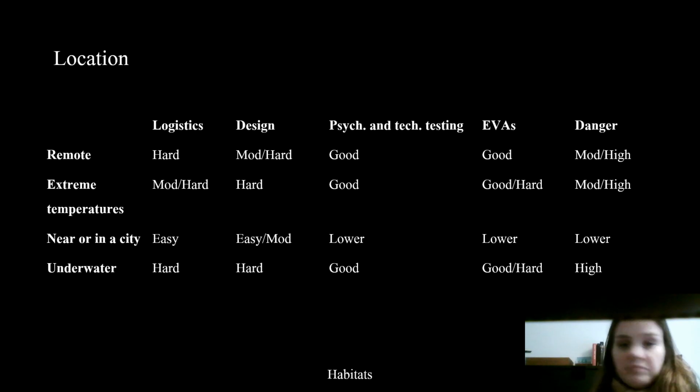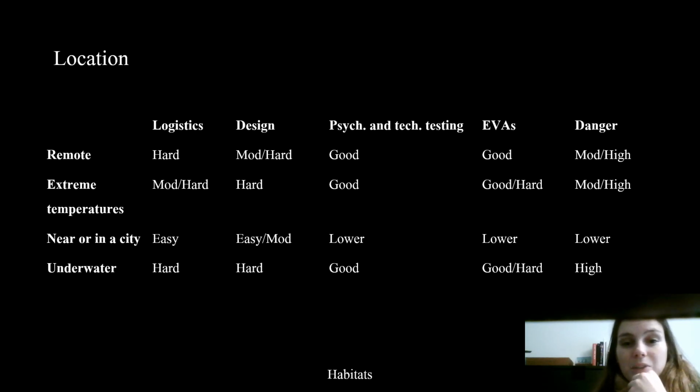Near an inner city, logistics is quite easy. If you're missing something, you just go to the next gas station, you can get stuff that you might need. Design, easy to moderate, it depends. Obviously if you want to build a chateau on the moon, then you have a different design. But usually it's quite easy because you don't need to account for extreme environment, you don't need to account for any redundancy as you would in a remote location, and it makes everything quite easier.